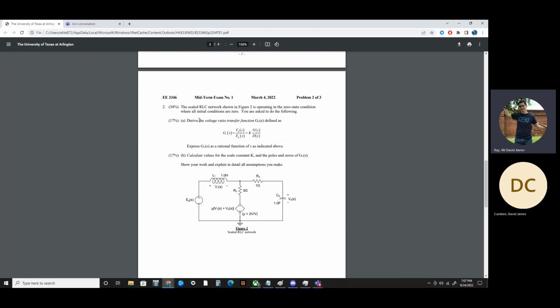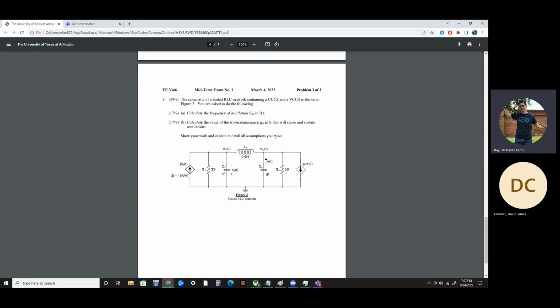The second problem is about the same steps. It wants you to create this transfer function using either MAME or name, and then calculate what our scale constant k is, and then what the poles and zeros of the transfer function that you found are.